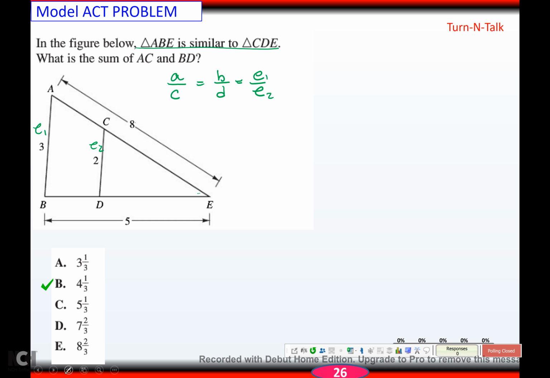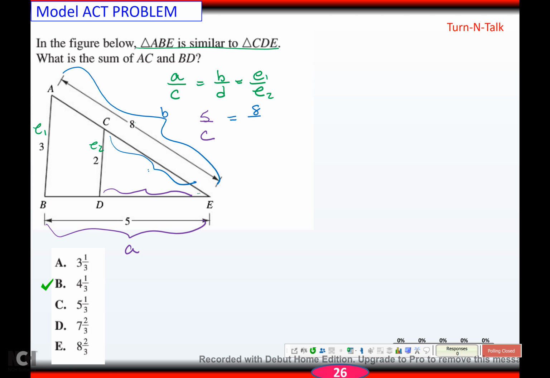Okay, so let's look at what we know. This whole thing would be little a, which is 5, over little c, which would be this. I don't know. Okay, then we've got little b, which would be all of this, which is 8, over little d, which I don't know. And then we have E1, which is 3, over E2, which is 2. So, I got to figure out my sides.